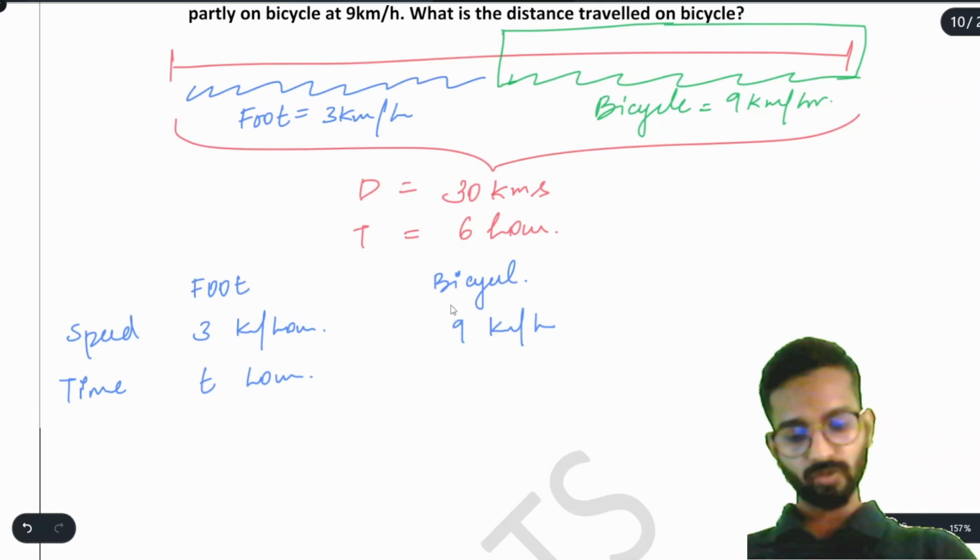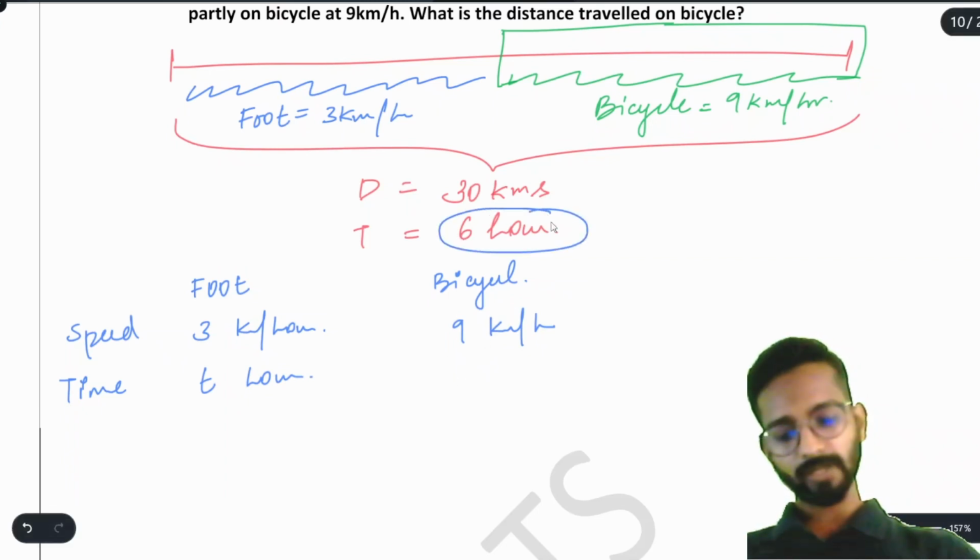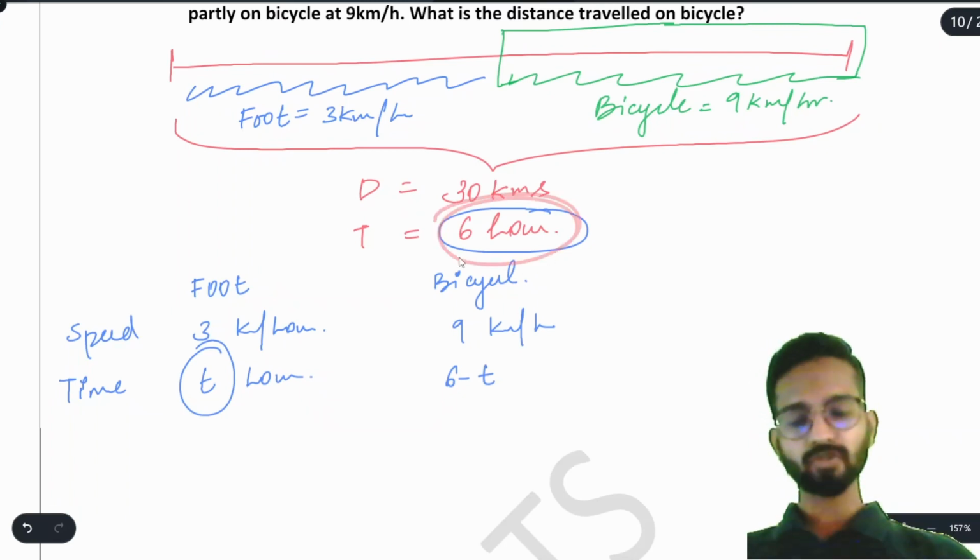Okay. So for bicycle I can say, see, total time taken is 6 hours, and if time taken by foot is t hours, then I can say for bicycle time taken is 6 minus t. Correct? 6 minus t. Say for example, if it is given in the question that you are taking 6 hours to travel.